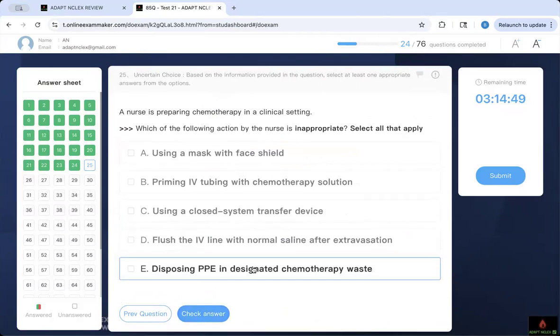And this is preparing chemotherapy in a clinical setting. Which of the following actions by the nurse is inappropriate? Select or apply. Chemo agents are toxic, teratogenic, hazardous chemicals. How do you handle them?